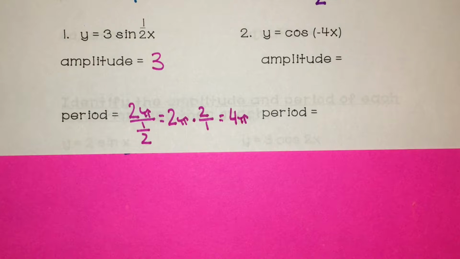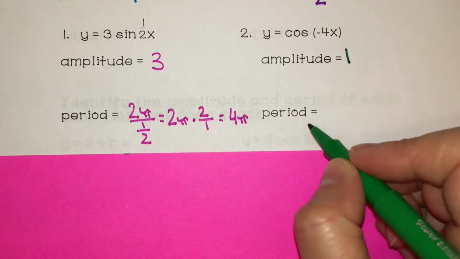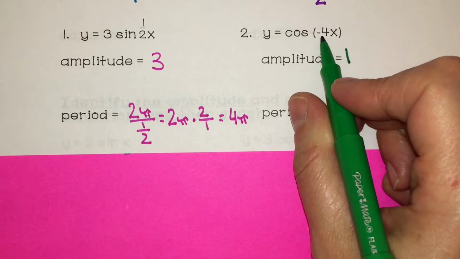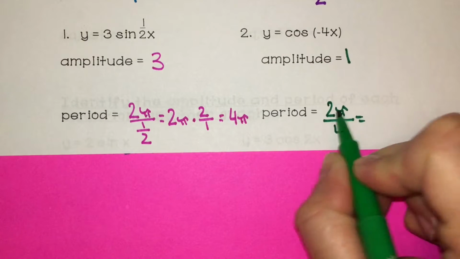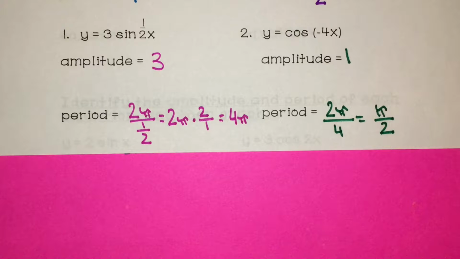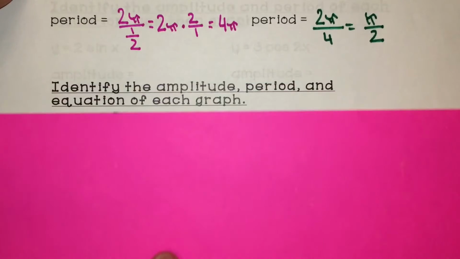And number 2, amplitude is 1. The period is 2 pi over the absolute value of -4, which is 4, which just reduces to pi over 2. So always leave it as a fraction, don't change it to a decimal, and reduce as much as possible.